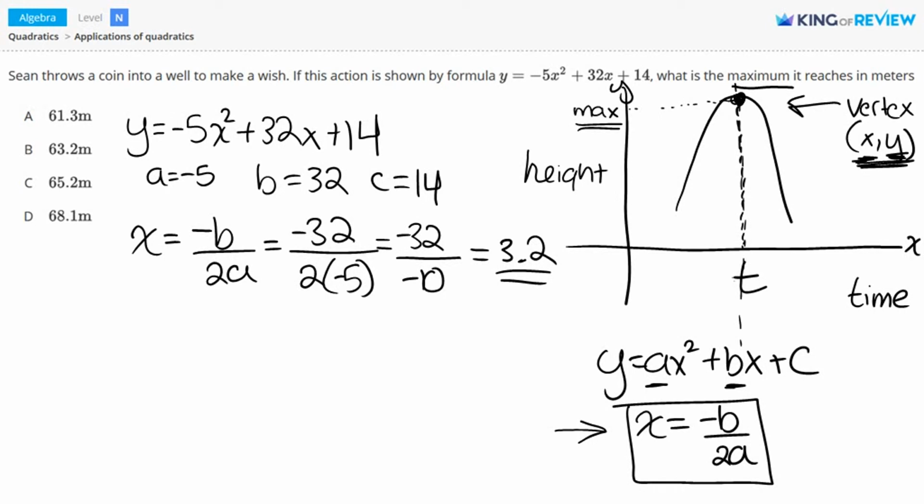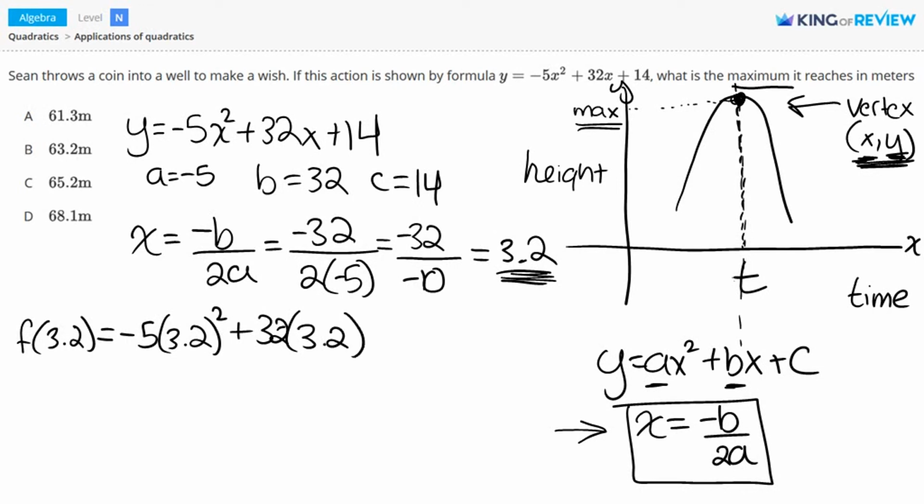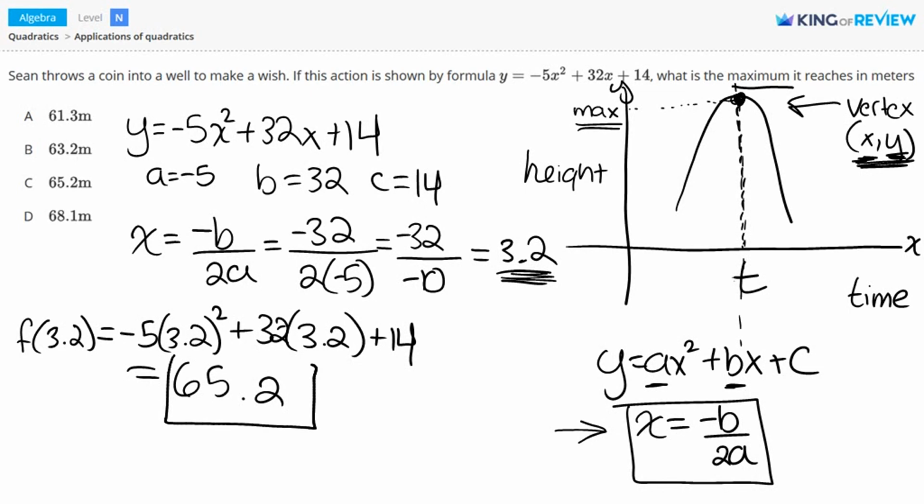So how do we find the y-coordinate? Well, now that we know the x-coordinate, let's plug that into our equation. f of 3.2 equals negative 5 times 3.2 squared plus 32 times 3.2 plus 14. When you work this out, you get 65.2. So 65.2 represents the y-coordinate of our vertex, and this is the maximum height that the coin reaches.